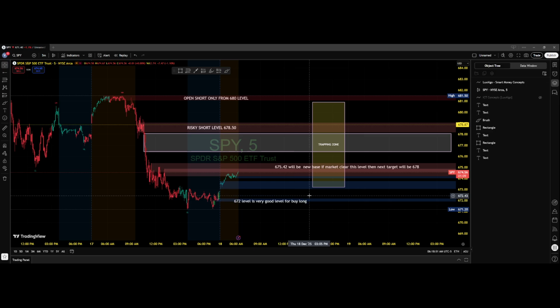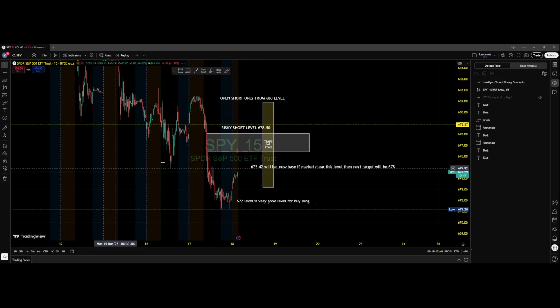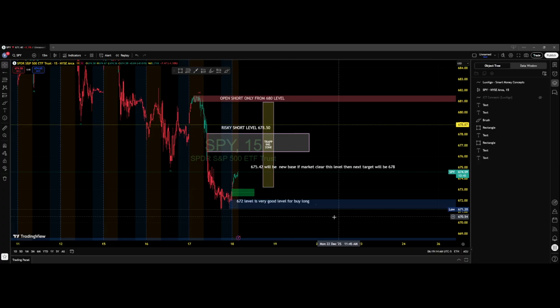All right, guys, let's not make this video longer, but this is my analysis. I have tried to put everything here. Trapping zone, I already told you the logic. These are the levels you can mark. If you want to play very safe, short from here and buy from here. That's it. In the middle, it's all trapping zone.